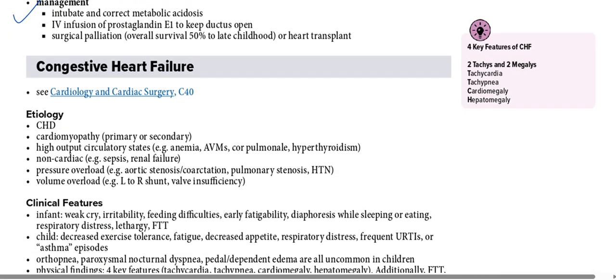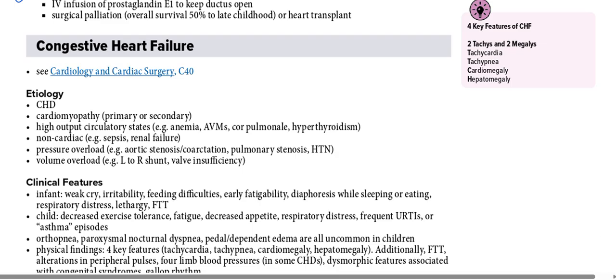Then the next thing we need to remember is the congestive heart failure topic. Four key features of congestive heart failure. They have given us a good mnemonic to remember: two tachys and two megalies. What does it mean? Tachycardia and tachypnea, cardiomegaly and hepatomegaly. So in congestive heart failure, there will be tachycardia, tachypnea, cardiomegaly, and hepatomegaly.